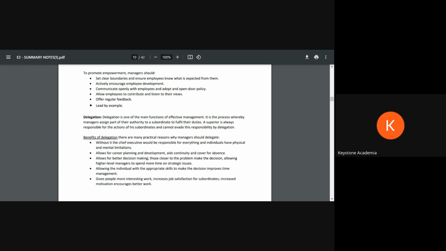Okay, guys. Moving on to benefits of delegation. So I want all of you guys to pitch in, give me one point at least on what you think is the benefit of delegation.